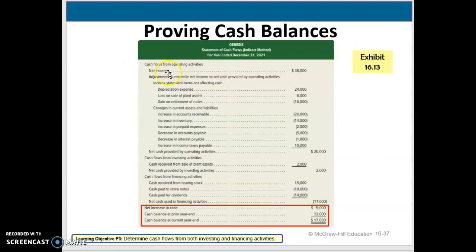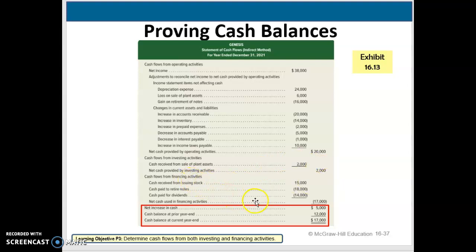So we start here with our net income. We added in the income statement items that do not affect cash. We looked at our changes in current assets and current liabilities. That gave us our net cash provided by operating. Remember, provided by means it's positive. Used by is negative, or we'll see that down here under the financing. So under investing, we had one item. So investing only changed by $2,000.